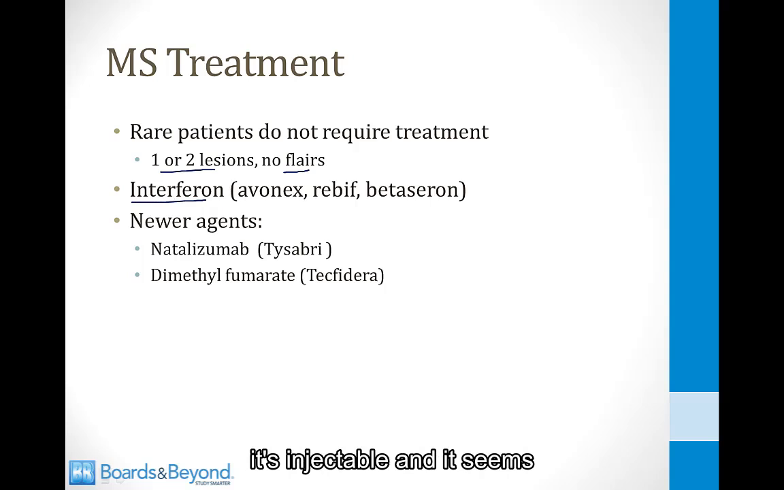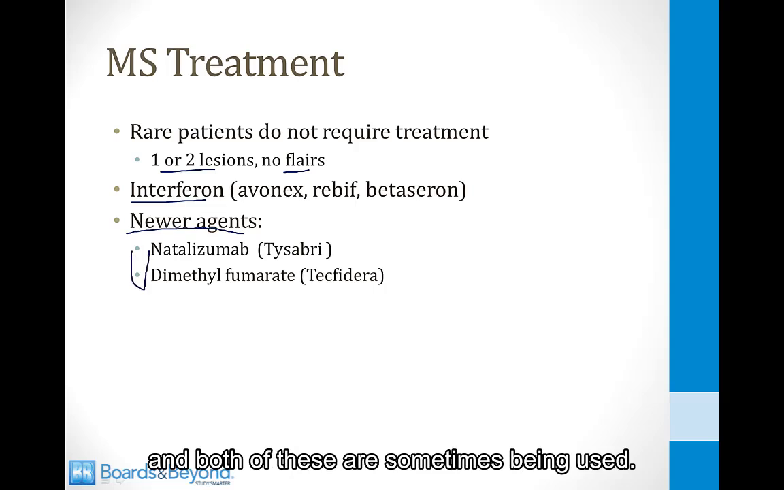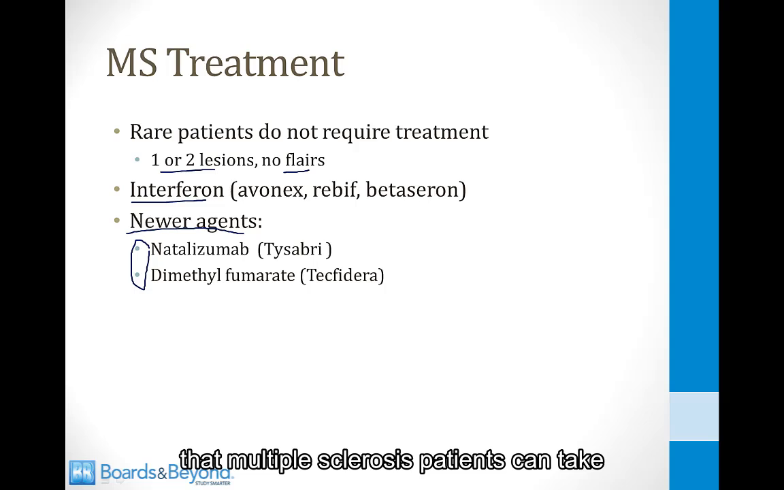It's injectable and it seems to limit the progression of the disease. And then there are some newer agents which are powerful anti-inflammatories. We don't know exactly how they work, and both of these are sometimes being used. Some of them are oral agents that multiple sclerosis patients can take to try to limit disease progression.